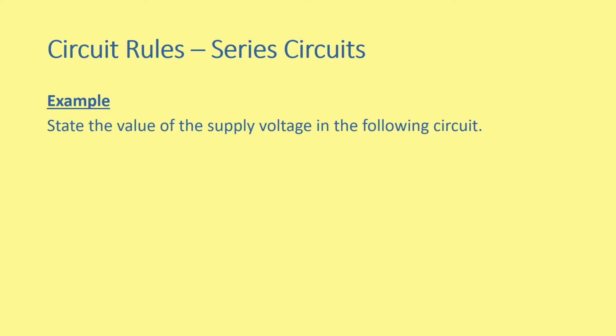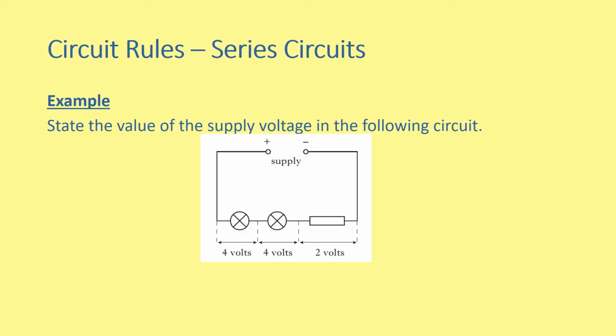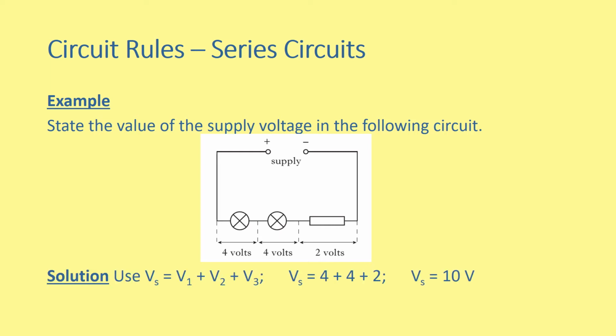Example. State the value of the supply voltage in the following circuit. We have our supply, and we're told the voltage across each of the components, 4 volts across each lamp, and 2 volts across the resistor. We use the relationship Vs is equal to V1 plus V2 plus V3, thus giving us a supply voltage of 4 plus 4 plus 2, which is 10 volts.